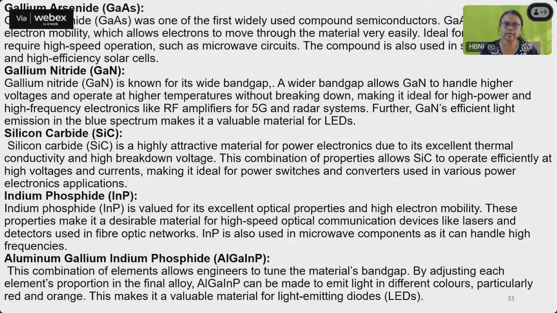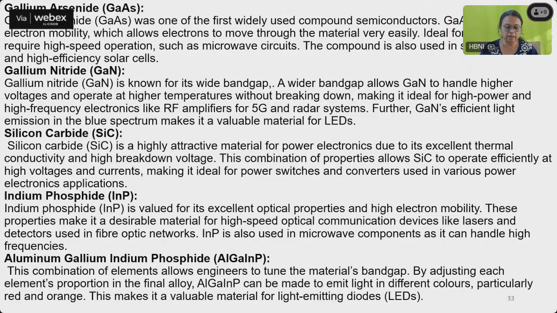Now coming to gallium nitride, it is known for its wide band gap. Its wide band gap allows it to handle higher voltage and operate at high temperature without breaking down. That's why it is ideal for use in high power and high frequency electronics like RF amplifiers, 5G, radar. I already told that. Now coming to another important material, silicon carbide.